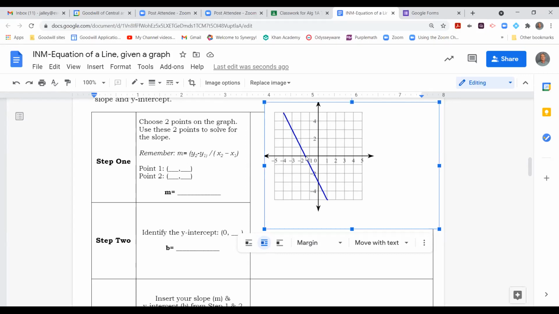You said -2, so I went left 2. Then where am I going to find the second value of the ordered pair? Remember, 2 numbers, 1 point. Okay, up to 1. Right there. It's crossing the line at +1 on the graph, right? Left 2, up 1. That's -2, comma 1.